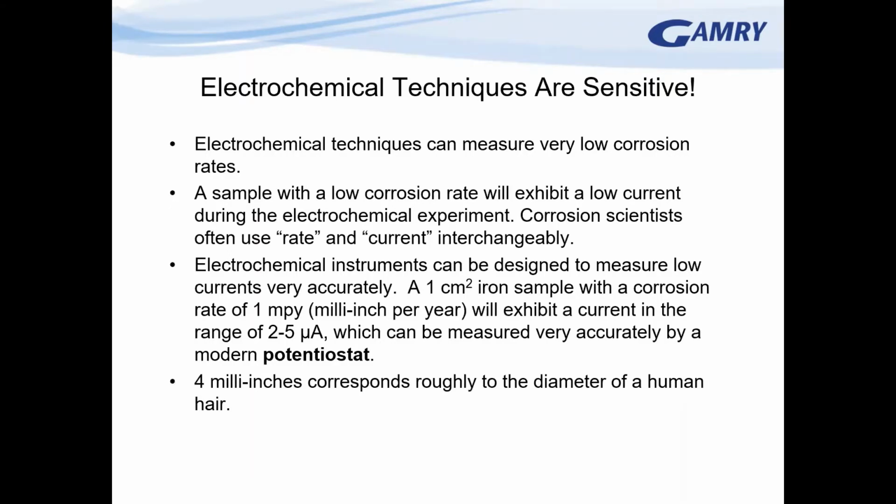Low corrosion rates are easily measurable with modern potentiostats, making electrochemical techniques very sensitive. This is because a low corrosion rate translates to a low current. An example of that is if we take a 1 centimeter squared sample of iron with a corrosion rate of 1 milliinch per year, we're going to expect a current in the order of 2 to 5 microamps, which can easily be measured by a modern potentiostat.